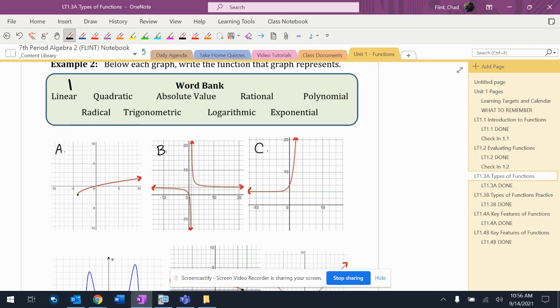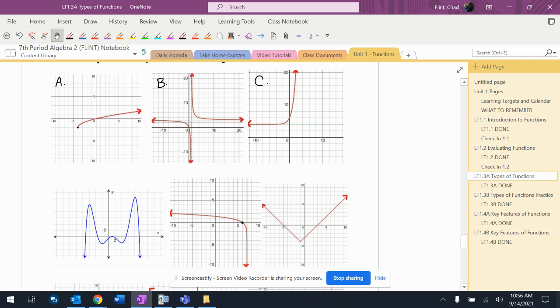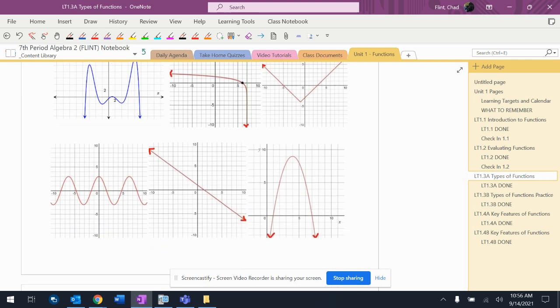So I'm going to number these to make my life easier because I'm lazy. 3, 4, 5, 6, 7, 8, 9. All right, and then I'm going to look for the ones that, in my mind, are the easiest. I think quadratic is easy because it makes a parabola, so I'm going to go look for the parabola. So there's quadratic right here.